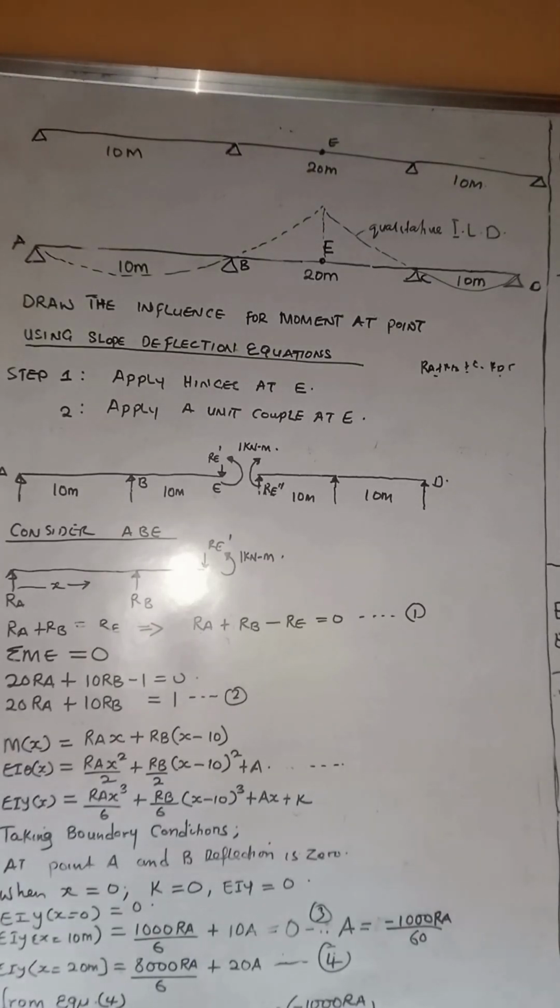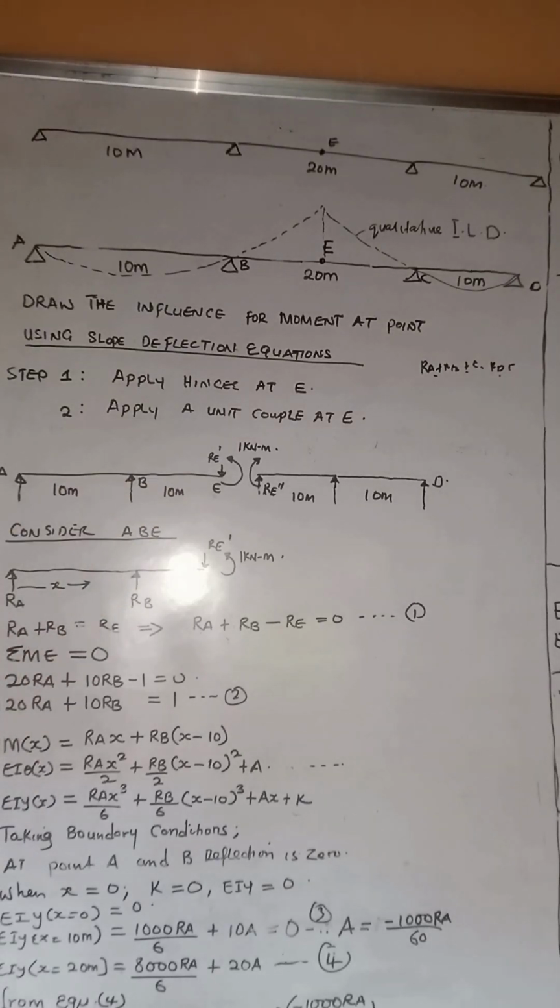Now, we need to take boundary conditions in this case. Of course, we know the boundary conditions. We know already that we are going to have 0 deflection at points A and B. At point E, we are not expecting a 0 deflection. So we are going to have a value for the deflection at point E.